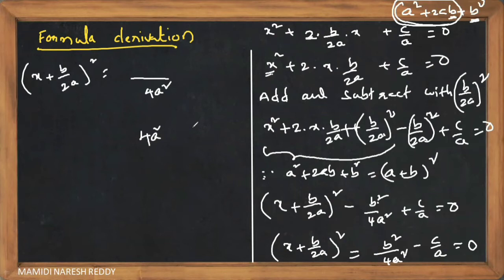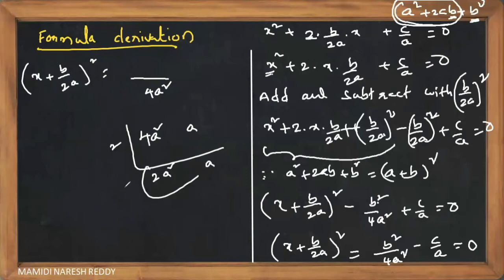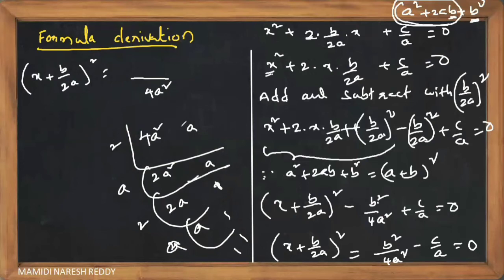I think you got a doubt. How did you get 4a square here? Very simple, children, with 2a square and a, and again I am multiplying with a, children. What do you get here with the 2a and a? So children, just multiply this here. 4a square. Got it, children?